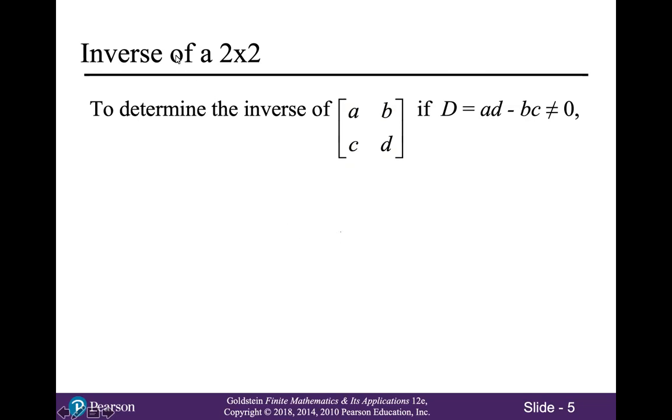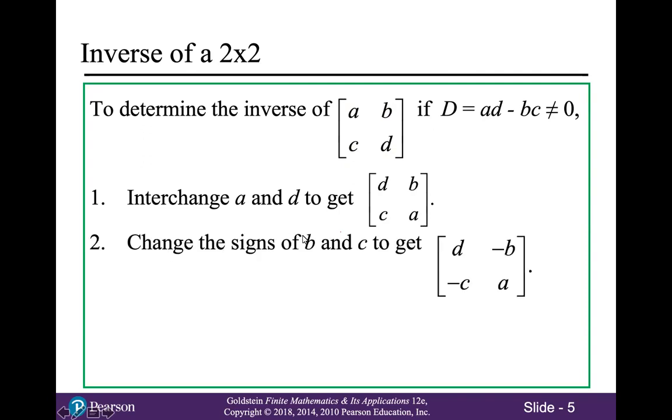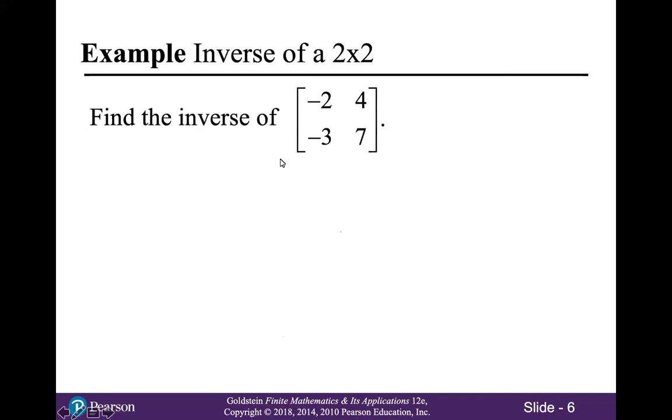What we're going to do is interchange A and D, which gives you this matrix D, B, C, A. Then we're going to change the signs of B and C to get this matrix D, -B, -C, A. And then finally, we will divide all entries by the determinant to get this matrix, which will be the inverse. So let's try that with this matrix.